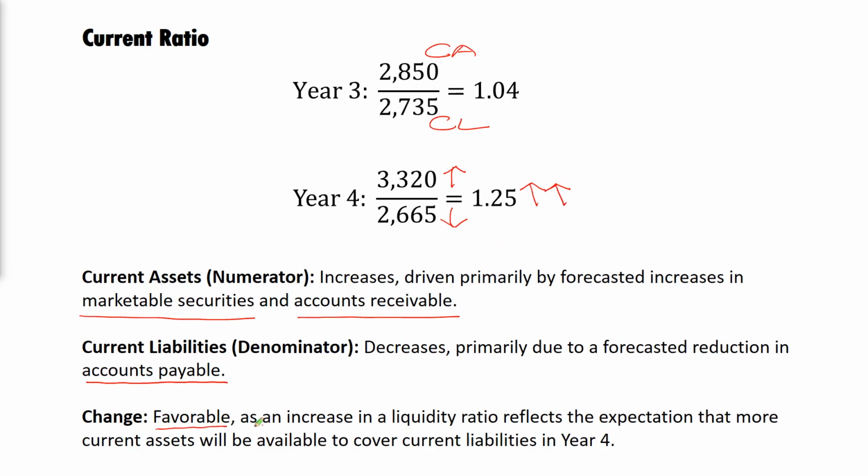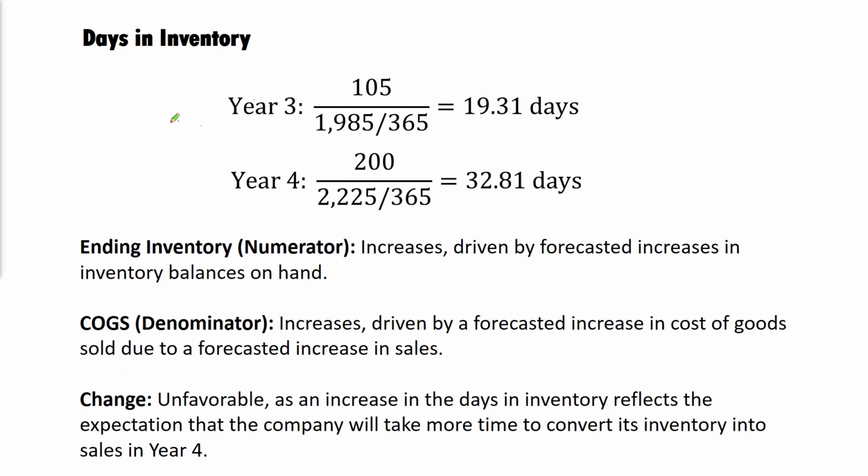So this is seen as a favorable variance because it's the idea that we will have more current assets in year 4 to cover current liabilities, which is really all the current ratio tells us, is our ability to meet those current liability commitments. All right, the next ratio we're going to look at is days in inventory.